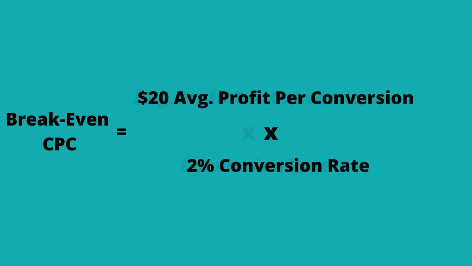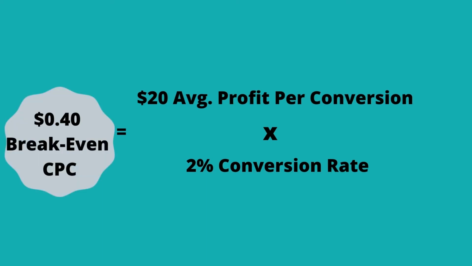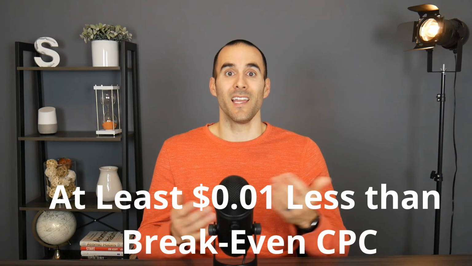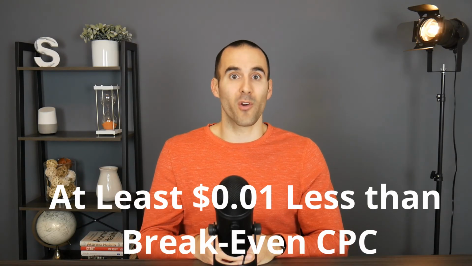Going back to the widget example where our average profit per conversion was $20, let's assume our website's conversion rate is 2%. We take the 2% and we multiply that by the $20, which gives us a break-even CPC of 40 cents. To answer the question, the title of this video, what is a good CPC? It needs to be less than whatever your break-even CPC is that we just calculated.